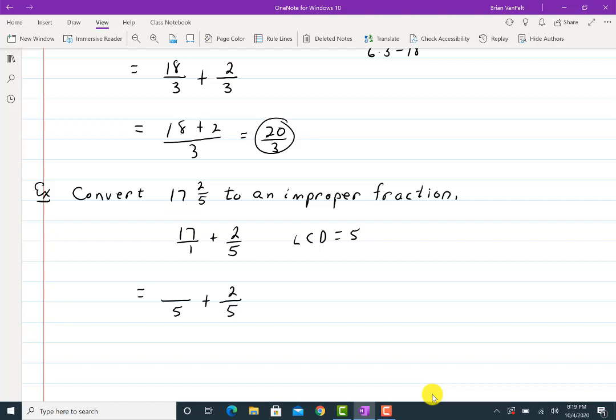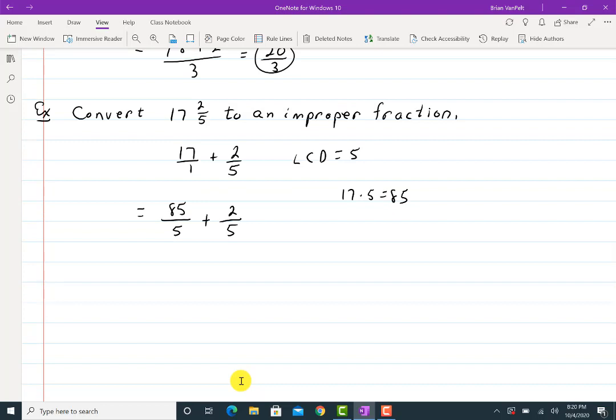The second one is already done. Once again, 1 times 5 gave me the 5. I have to do 17 times 5. 17 times 5 is 85, and that goes up here. And then when I add them together, 85 plus 2 is 87 over 5.